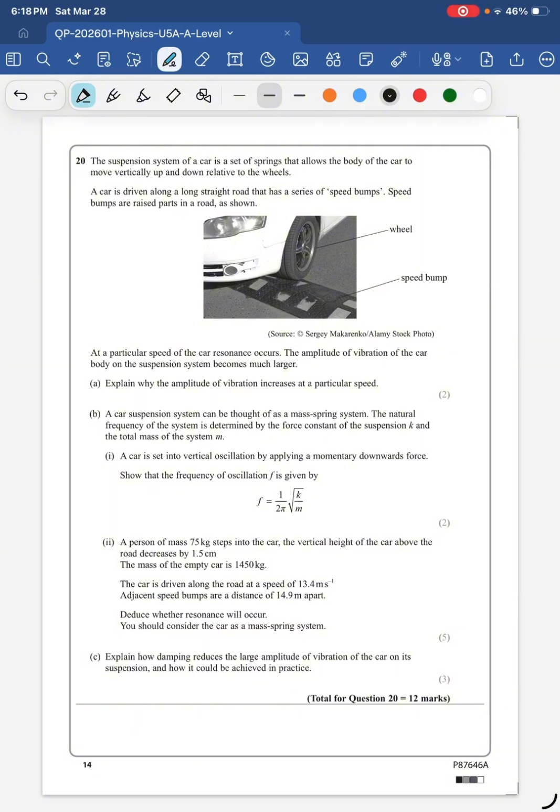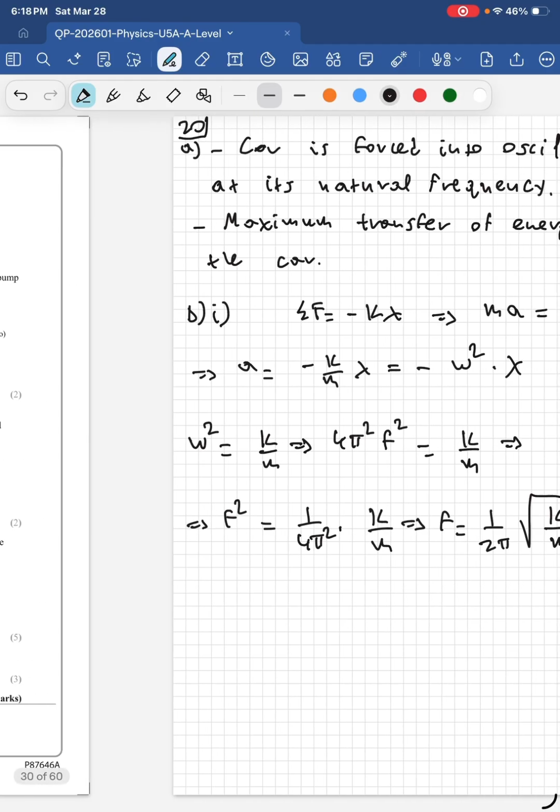A person of mass 75 kilograms steps into the car. The vertical height of the car above the road decreases by 1.5 centimeters. The mass of the empty car is 1,450 kilograms. The car is driven along the road at a speed of 13.4 meters per second. Adjacent speed bumps are at a distance of 14.9 meters apart. Deduce whether resonance will occur. You should consider the car as a mass spring system.